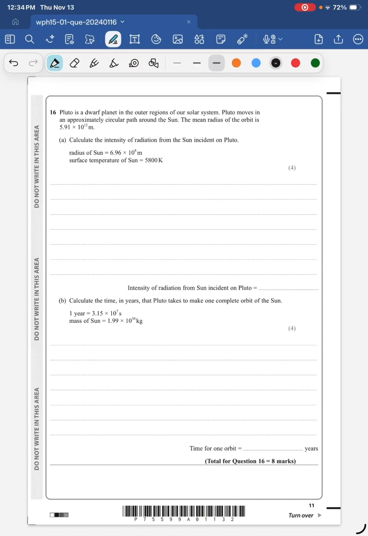Pluto moves in an approximately circular path around the Sun. The mean radius of the orbit is 5.91 times 10 to the 12 meters. Calculate the intensity of radiation from the Sun incident on Pluto. They give us the radius of the Sun and the surface temperature of the Sun and the distance. So, first of all, let's find the luminosity on the surface of the Sun.